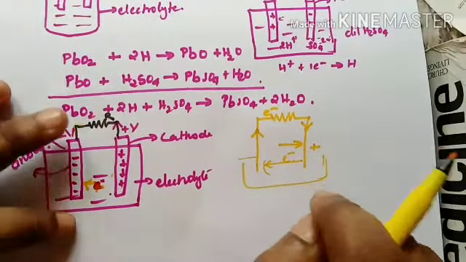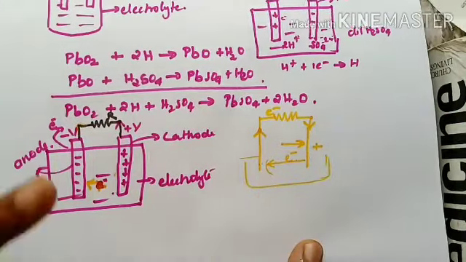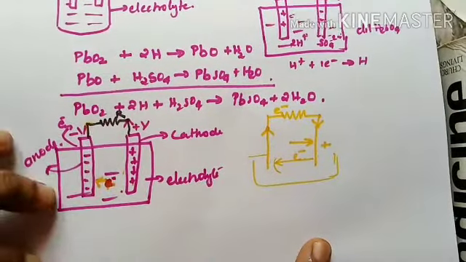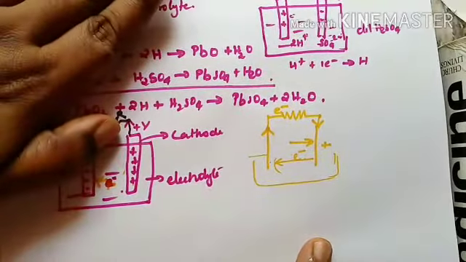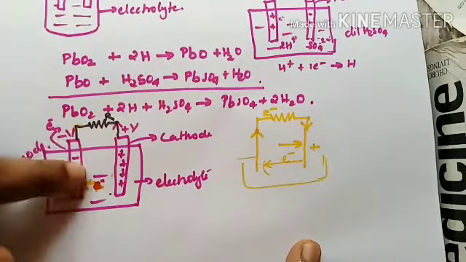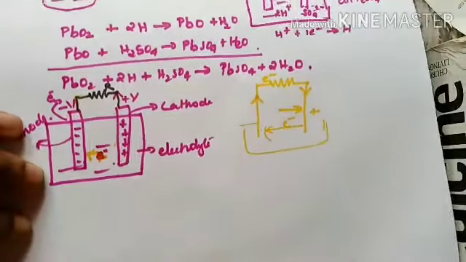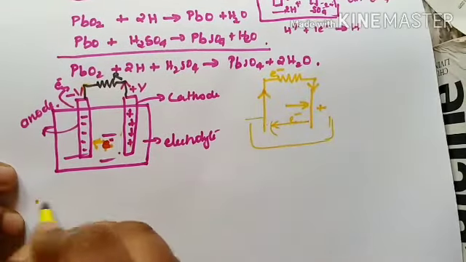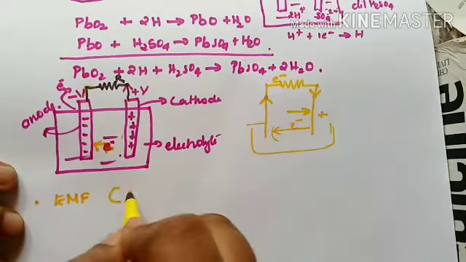This much is clear. After this we can come to the next topic, which is EMF. I hope this much is clear, and I hope you understood the electrolyte section also. I can say what is happening in a cell. If this much is clear, we can go to the main topic, which is EMF.